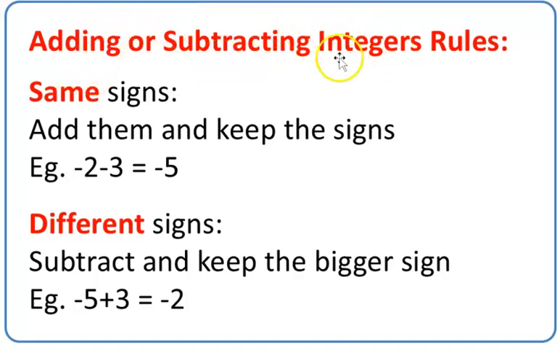So the adding or subtracting integers rules are same signs, add them and keep the sign. For example, minus 2 minus 3 is minus 5 because we add the 2 and the 3 and we keep the sign of the minus. Different signs, subtract and keep the bigger sign. So for example, minus 5 plus 3 is minus 2. So when the signs are different, we subtract and keep the numerically bigger sign. So 5 is numerically bigger than 3, so we keep the minus, and 3 from 5 leaves us with 2.